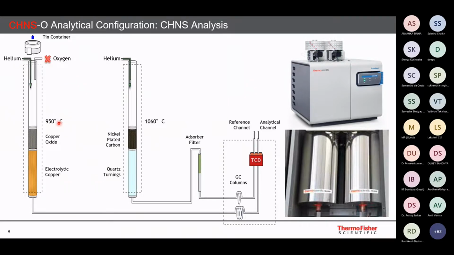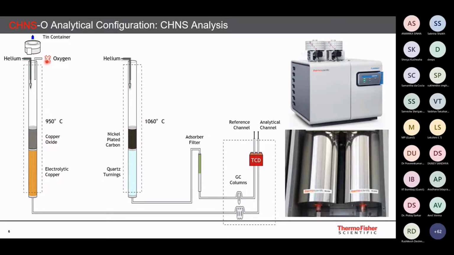Now, anybody can ask: is it possible to analyze all those five elements simultaneously? Remember that when we analyze CHNS, we introduce oxygen for complete combustion. So there is a limitation: we can't analyze oxygen with the CHNS. CHNS you can analyze simultaneously, but oxygen we do by pyrolysis.